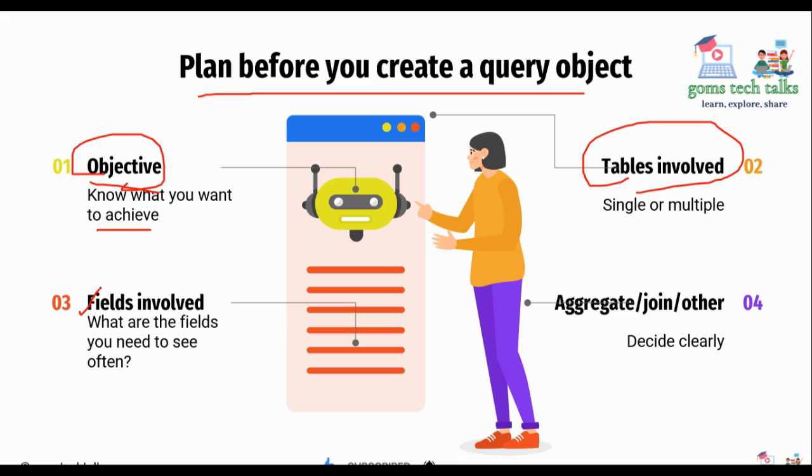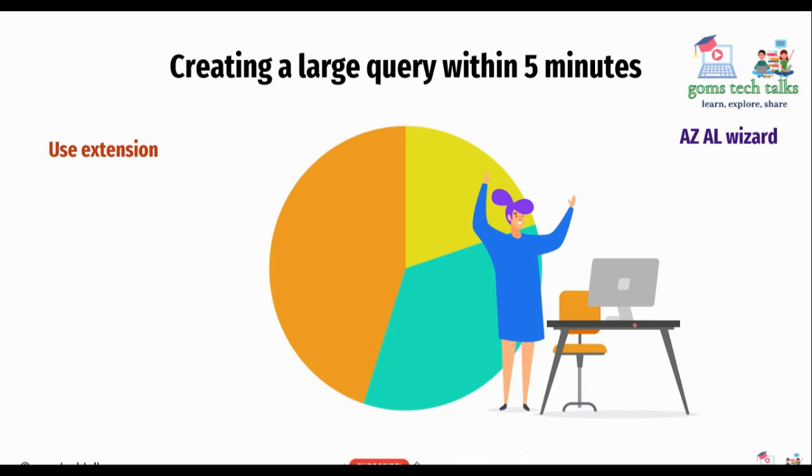The next one is the fields. What are the fields involved in your query? You have to decide what fields you want to involve. For example, for the customer, I want only these fields to be displayed. And finally, whether you want to do anything else, like aggregate, join, or any other thing in that query. So these are the things which you have to understand.